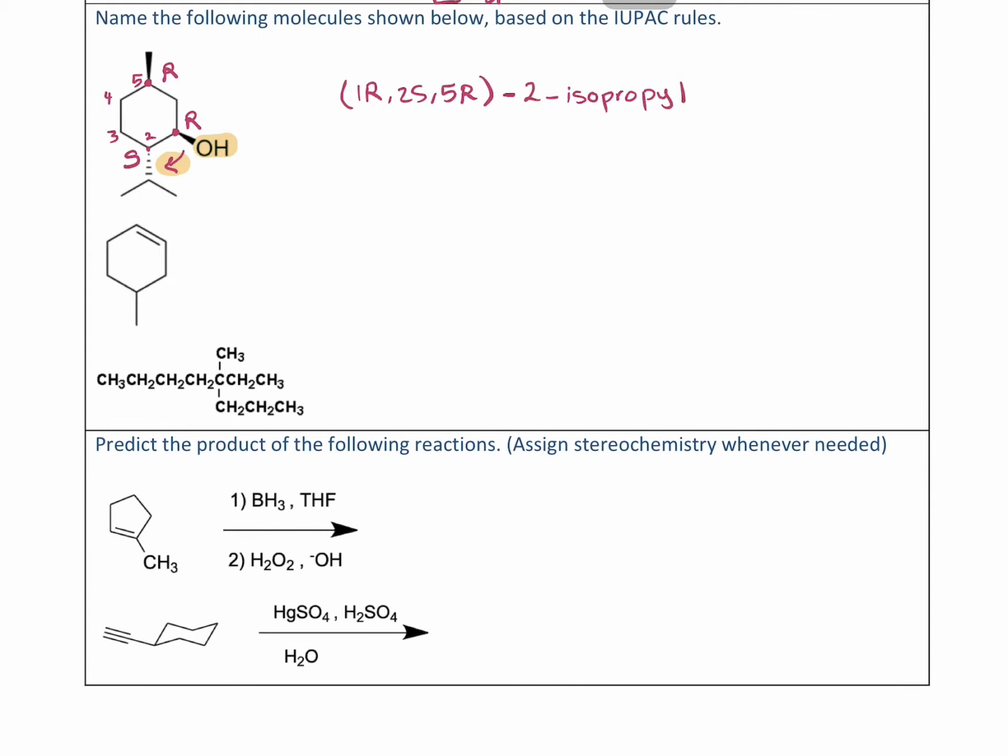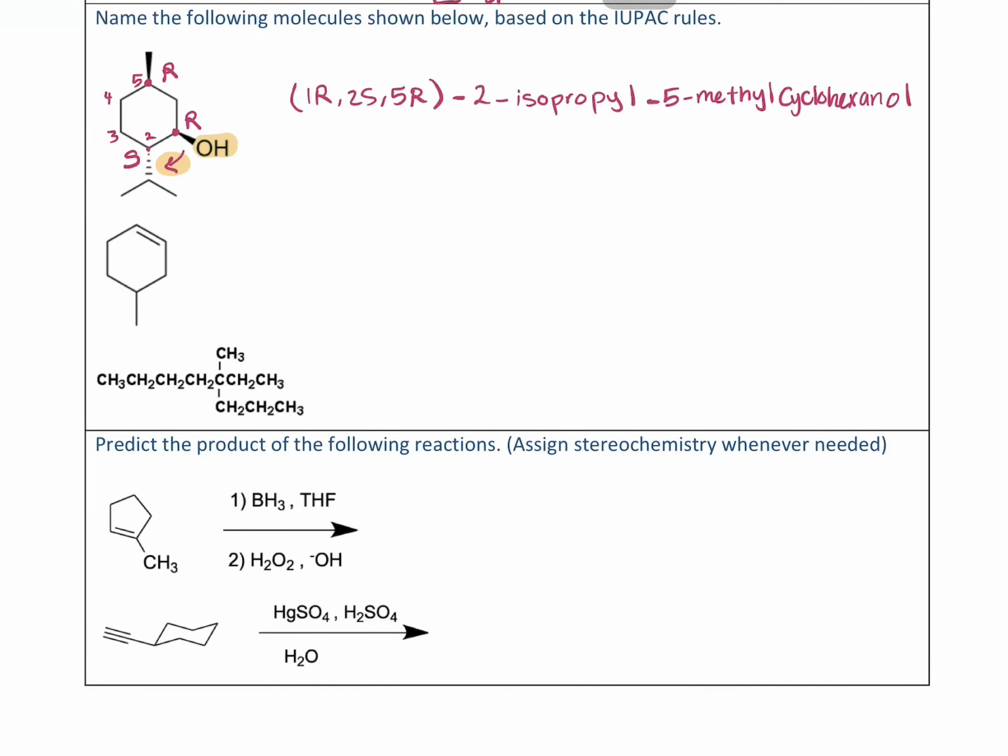So the I in isopropyl gets priority over the methyl because that starts with M. And then 5-methyl, then the whole thing is just a cyclohexanol. There we go. I can move this to the left. So all of it is in the box.